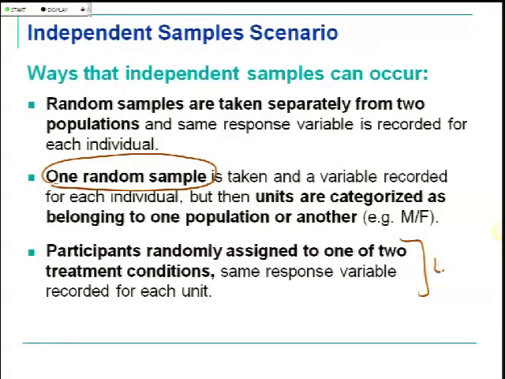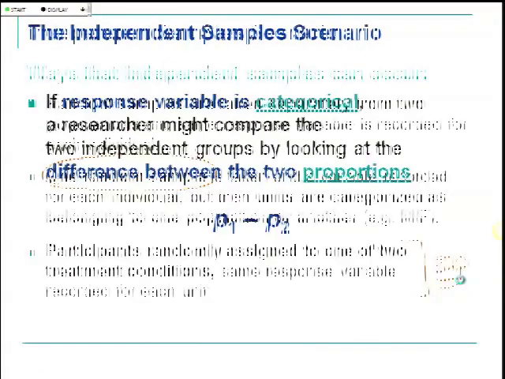Or in the experiment side, you've got an experiment and you've got two different treatments, a standard and a new, and you take your 100 subjects and you randomly assign them to one of those two groups. Now you have independent sets of data with those two separate treatments. Those are a couple examples.